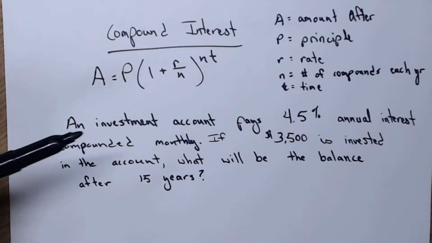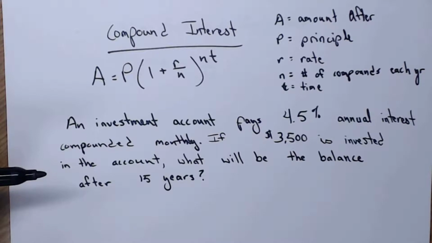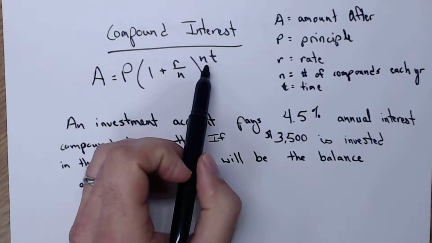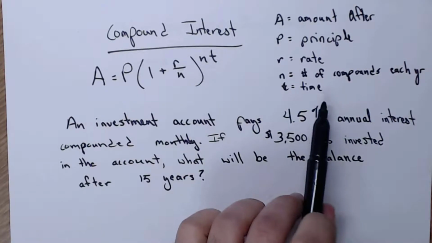Sometimes that's yearly, sometimes it's monthly, quarterly, daily. It depends on how your bank works it. Depending on the account, they're different. I have some that are compounded daily, and I have some that are compounded quarterly. So it just depends on where you're at. n appears as the same n, so it's still the number of compounds each year. And then t is the number of years, so our time.